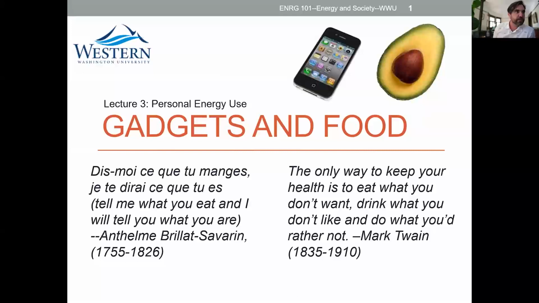Okay. So I can see most of your faces. I can see the chat. Let's do this. So we're going to talk about gadgets and food today. So we're still on our personal energy use journey. How much energy do you use in your daily life? And then we can scale that up to society. Then we'll learn about how society is powered and how that leads to some inequities and how it leads to environmental harm. And then finally, towards the end of the class, we'll look at solutions to both those problems.